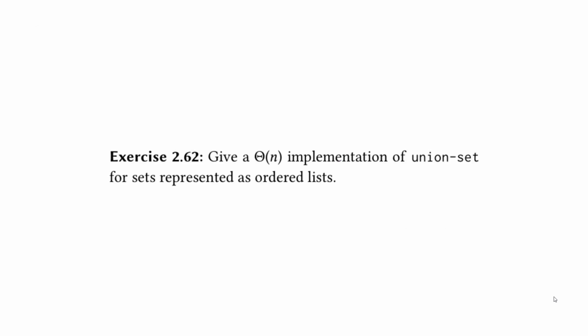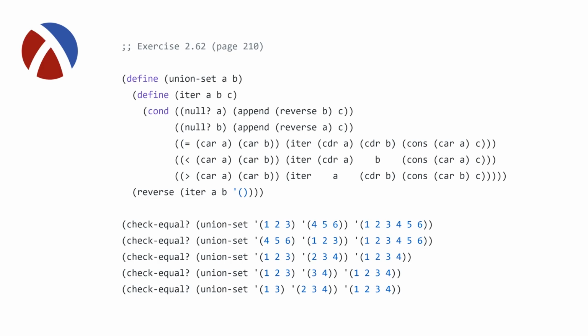And this brings us to the next exercise, exercise 2.62: give a linear implementation of union set for sets represented as ordered lists. I went a different direction with my solution. Instead of doing something recursive, I did something iterative. The bottom half of the screen is just unit tests, which we'll talk about after we walk through our iterative solution to union set.